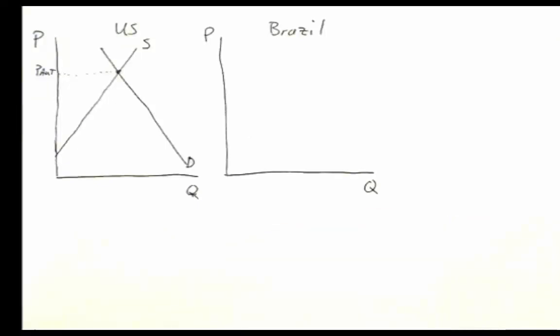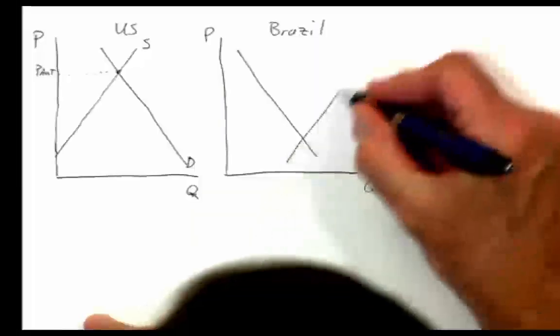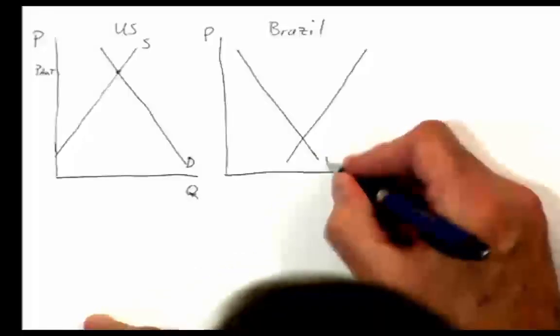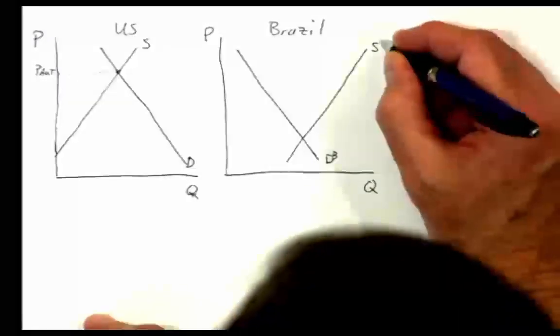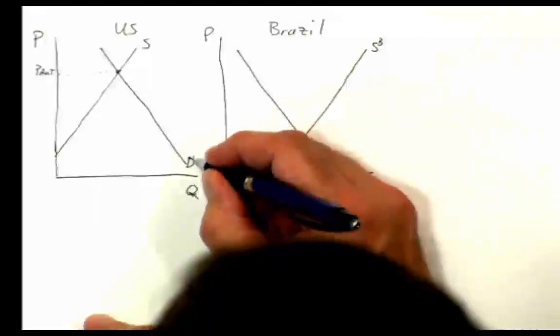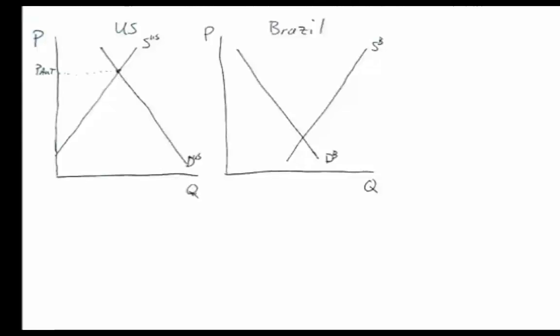Now, Brazil has consumers and producers of coffee as well. But we're going to draw Brazil's diagram such that the intersection of supply and demand is way down low on the graph, like this. So this is Brazil's demand curve. I might make it DB to indicate Brazil, SB for Brazil, DUS for the US, SUS for the US supply. And that way I can distinguish the two if I need to.